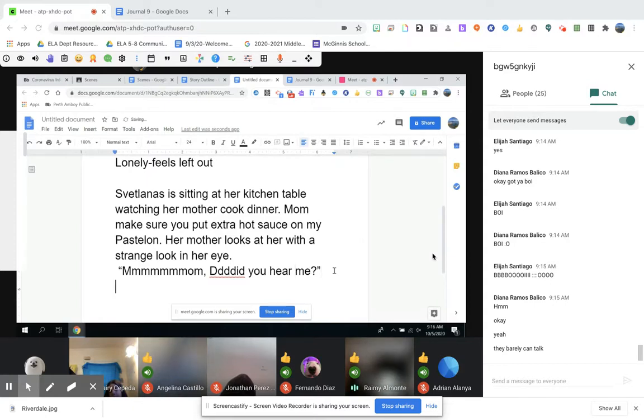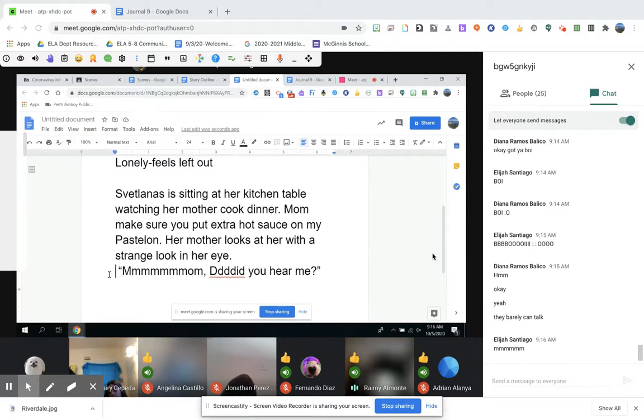Mr. Rivera, don't you need to put quotation marks on when she said, "Mom, make sure to put extra hot sauce on my pastelón," because that's what she said? True. Correct. I missed that. Good call, my friend. Let's make that. And then I just have to indent this too. So this should be indented. Period here. Good. All right. So, "Did you hear me?"